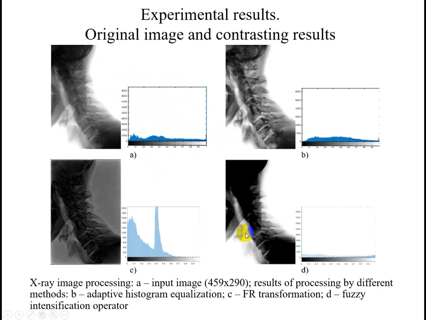Here and here we can see the result of processing this image by different methods. By adaptive histogram equalization, the result of Fourier transformation, and the result of the fuzzy intensification operator applied. As we can see, only adaptive histogram equalization allows us to increase the level of details, but still this level is not enough for visual analysis. Because these areas are still not light, and the details of different bones of this part of the spine are still invisible.